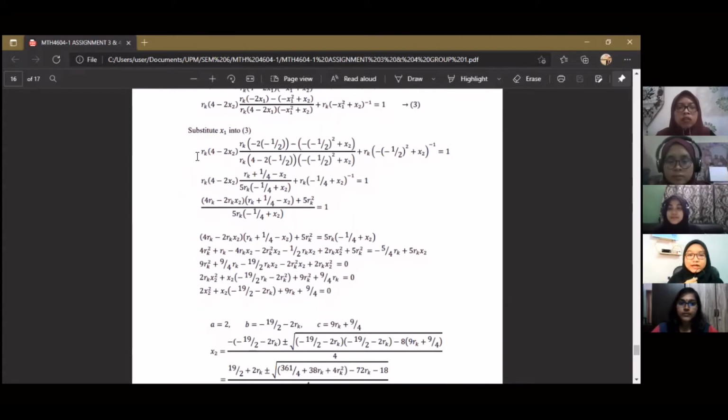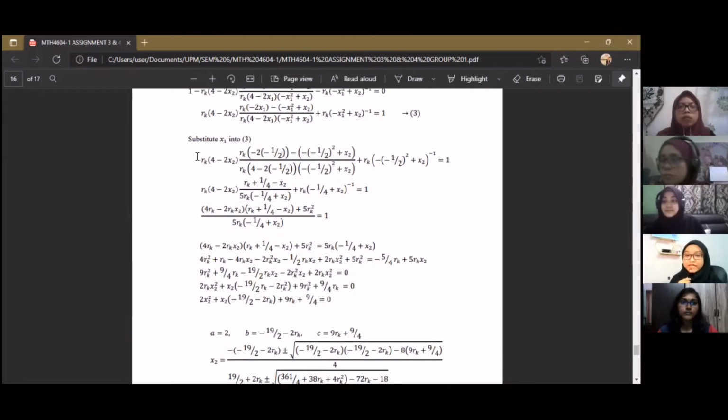I'll continue. From the previous solution where we got equation 3, now we substitute x1 into equation 3, which gives us rk4 minus 2x2 and the fraction rk minus 2. We substitute from the previous solution where we compared it, and we gain this kind of solution, and we equate it to 1.